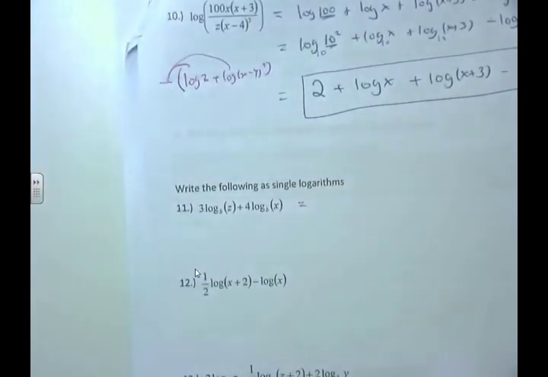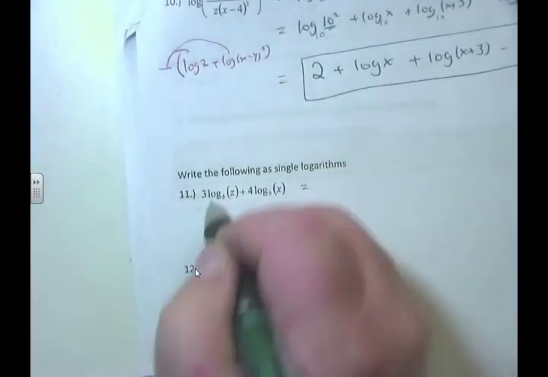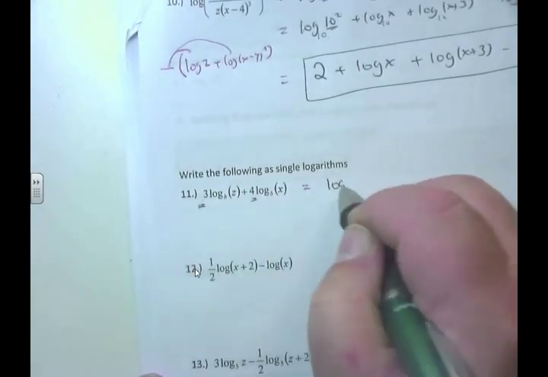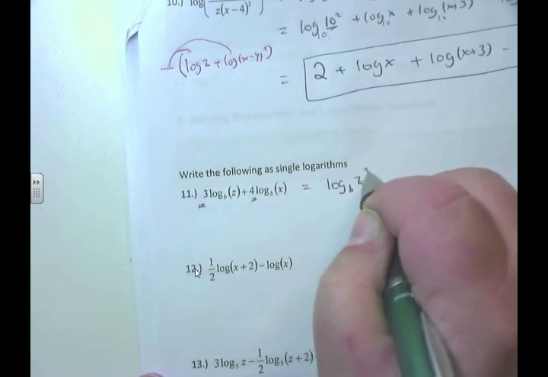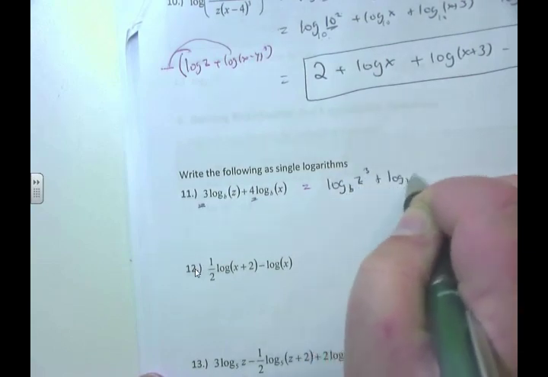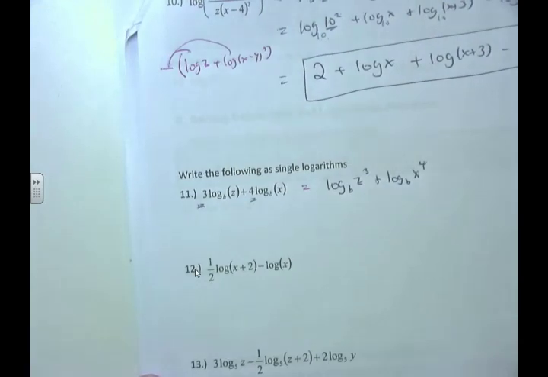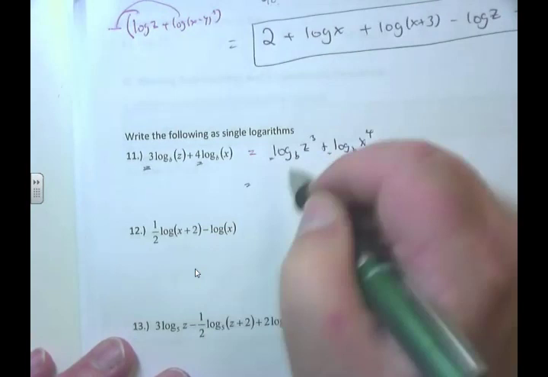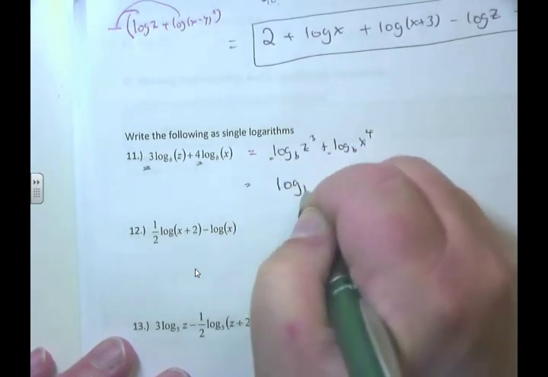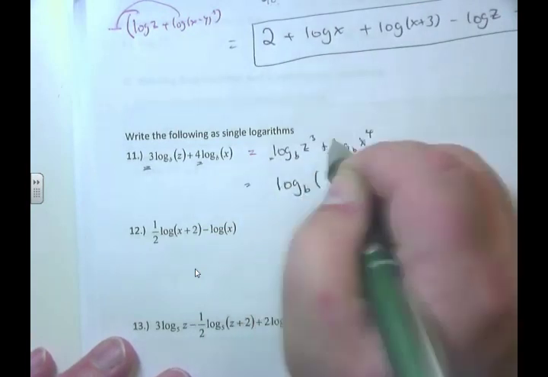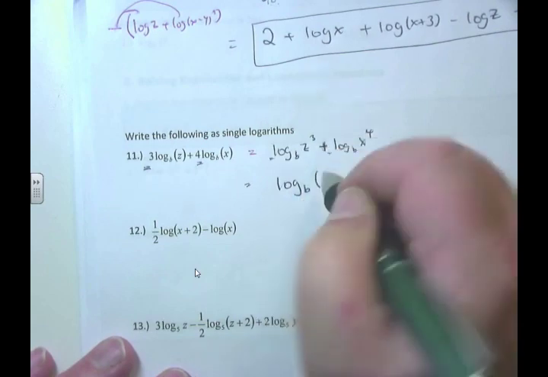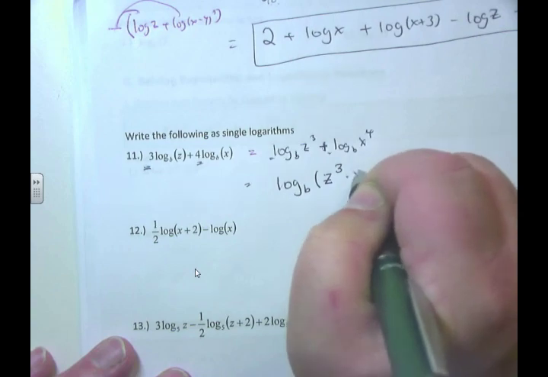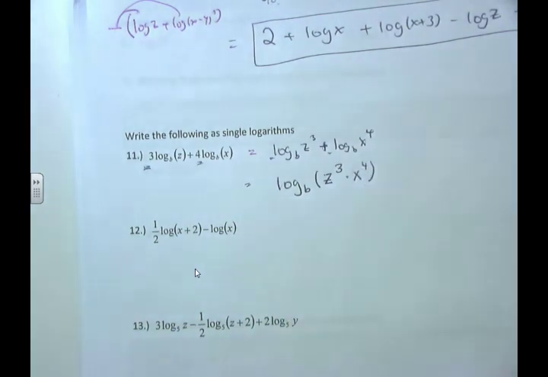Here we go. To combine these logs, I've got to get rid of that 3 and that 4. They're coefficients out front, so they have to come back to exponents. This would be log base b of z cubed plus the log base b of x to the 4th. You with me? Now I have coefficients of 1 in front of my logs. I get to combine logs. This will be the log base b of, what does addition turn back into? That'll be log base b of z cubed times x to the 4th.